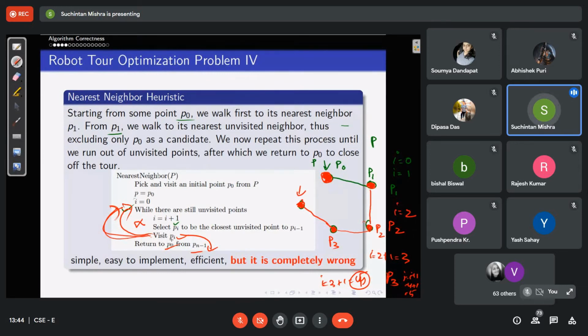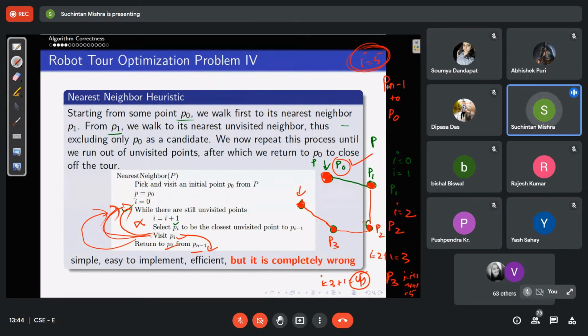And when we go up again, now the I value is 5. At this point, the while loop will terminate. Why? Because there are no more unvisited points. This is the starting point. We did not visit it in the first step; we will visit it in the last step. Once we visit it, this while loop will terminate. Now we have to return from Pn minus 1 to P0. This is P0. And what is the value of I?